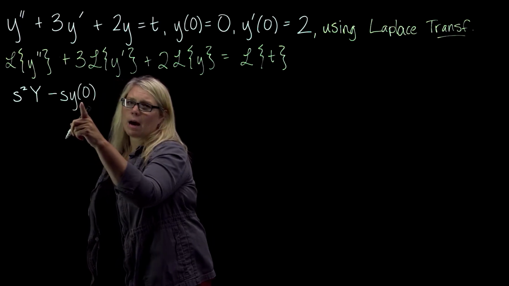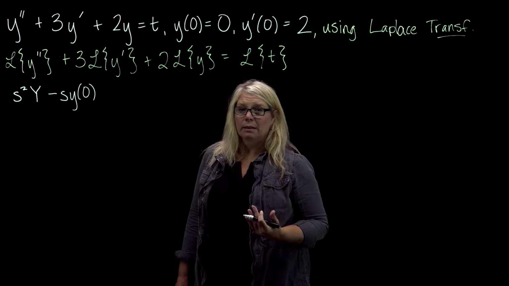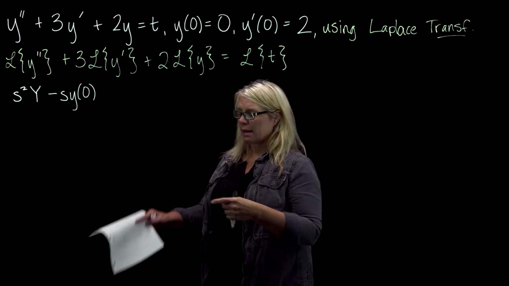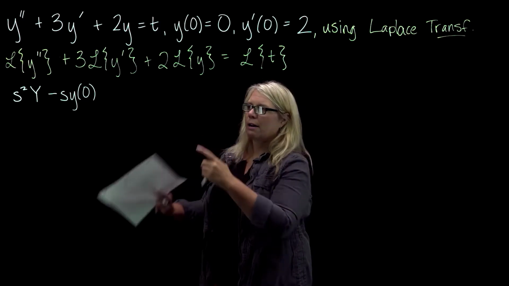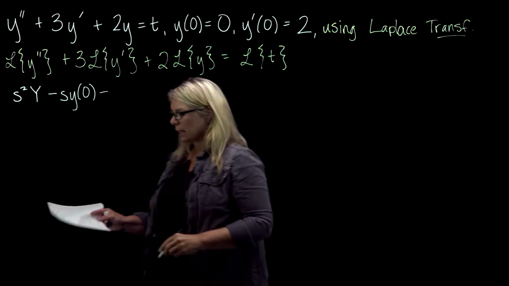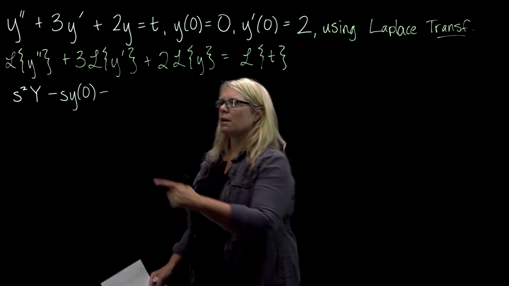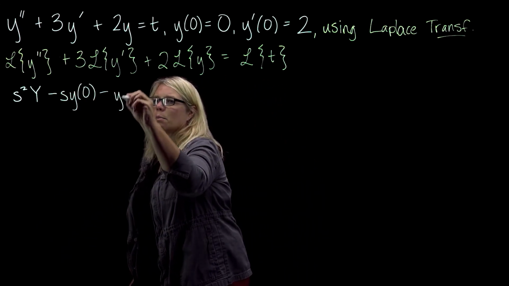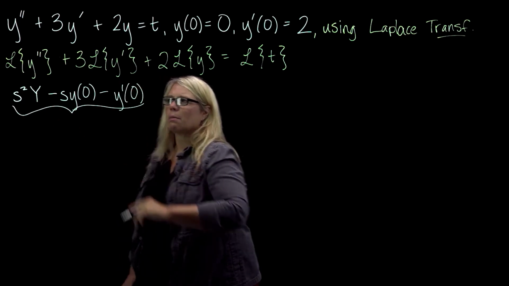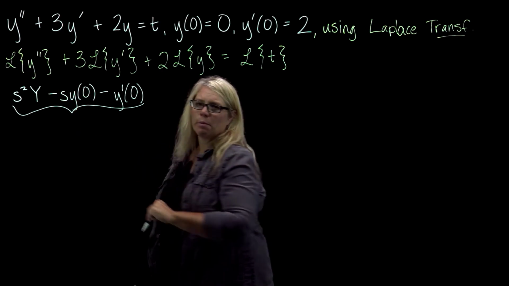Remember that the capital Y and the lowercase y have different meanings. The capital Y is the Laplace transform of the function little y. That's up there at the top of your chart, kind of in those headings. And then minus little f prime of 0. So we'll have little y prime of 0. All right, so all of that is from the Laplace transform of y double prime.